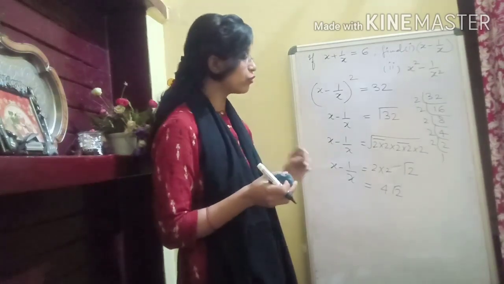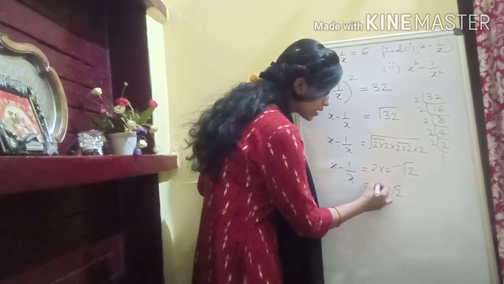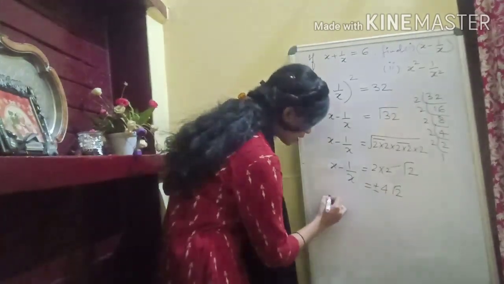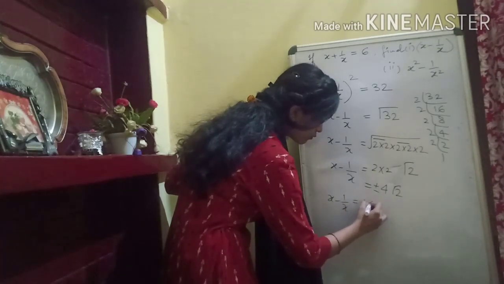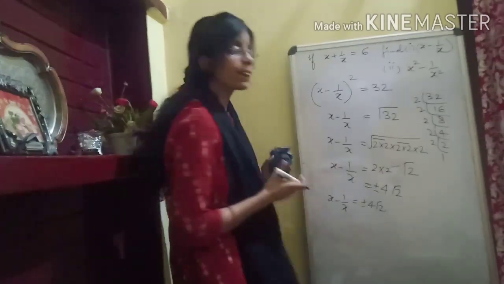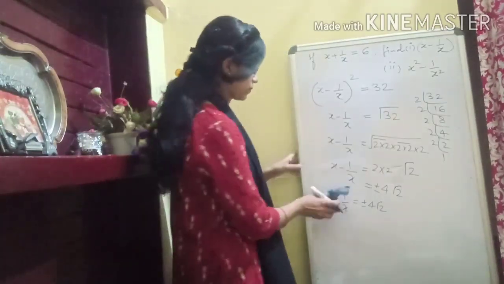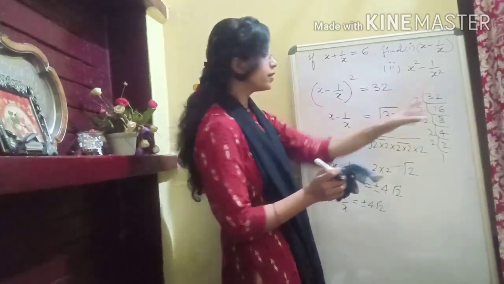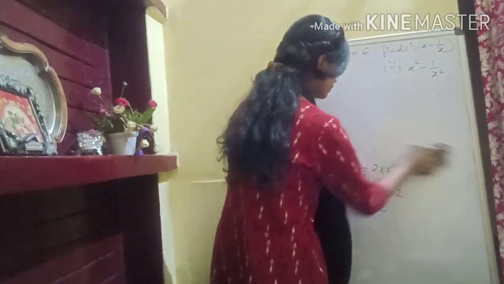One thing which you should know, whenever we solve a square root, we always apply this plus and minus sign. Now why? So the value of x minus 1 upon x will be plus minus 4 root 2. Okay, and now why are we applying this plus minus? Let's see. This is the answer, by the way, and we will solve the second part, but before that we are going to see this important thing.